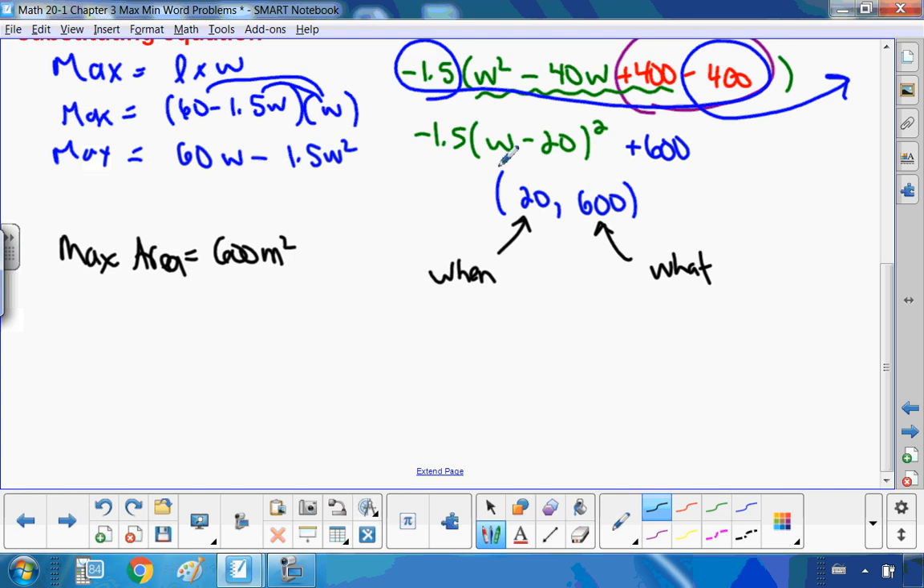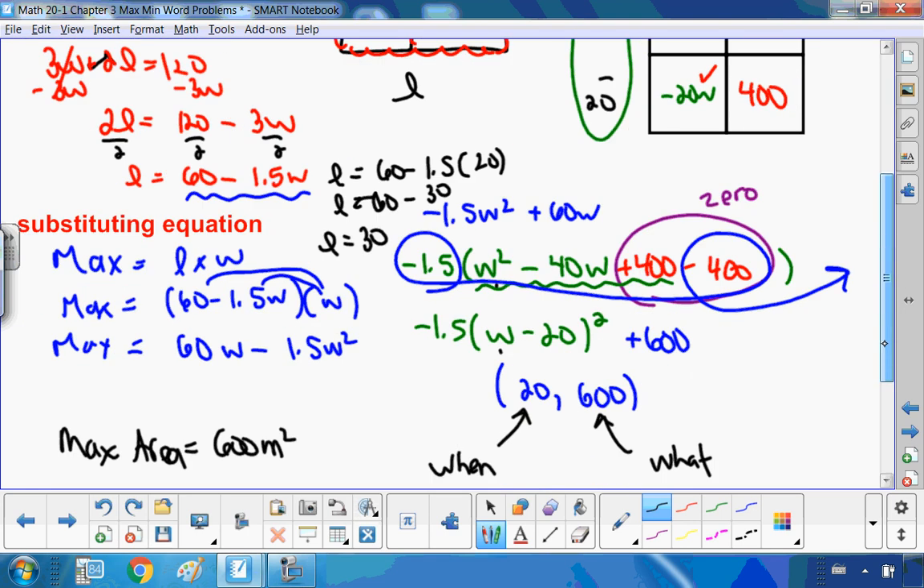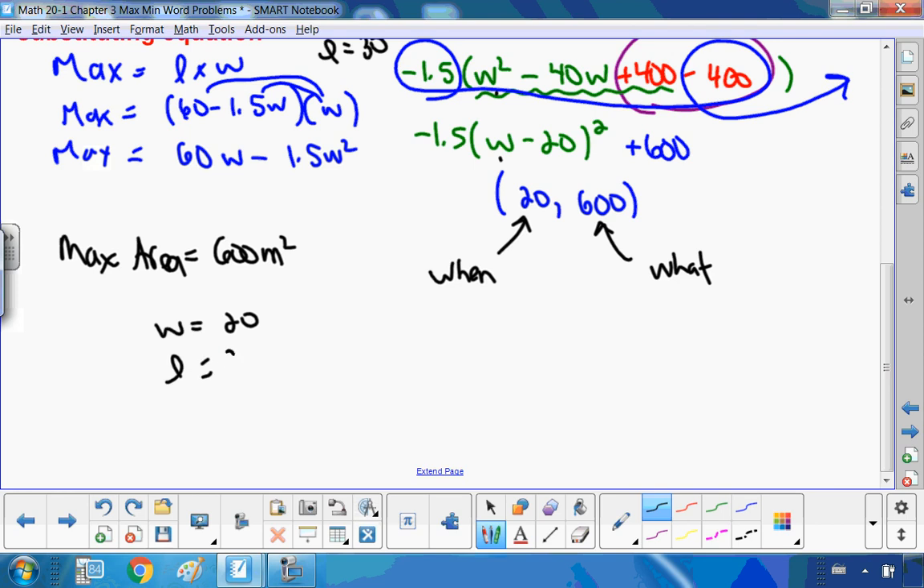Now, when does it occur? Well, we used all W's, so it occurs when the width is 20. Now let's go up here and figure out what the length is. So the length, remember this formula here? Length is 60 minus 1.5W, and W was 20. So I'm going to have 60 take away 1.5 times 20, which is 30. So my length, 60 take away 30 is 30. So I'll go back down here and I'll say that my length is 30.